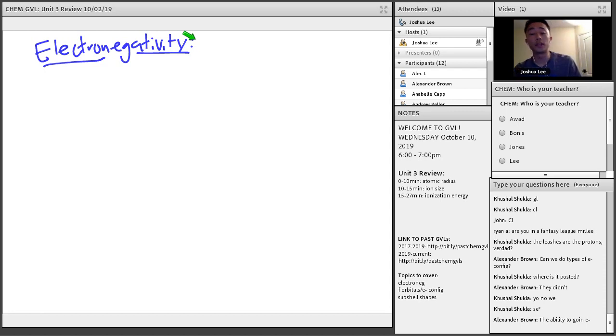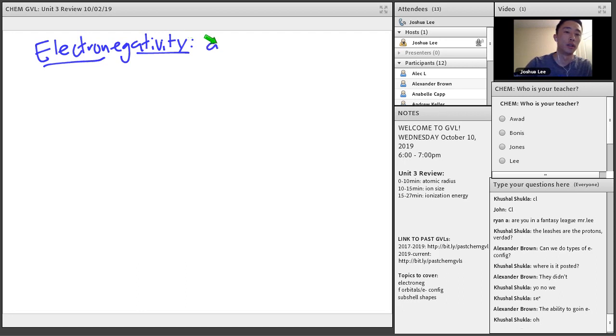Yeah, so it's the ability for an atom to gain an electron. So, ability to gain electron.